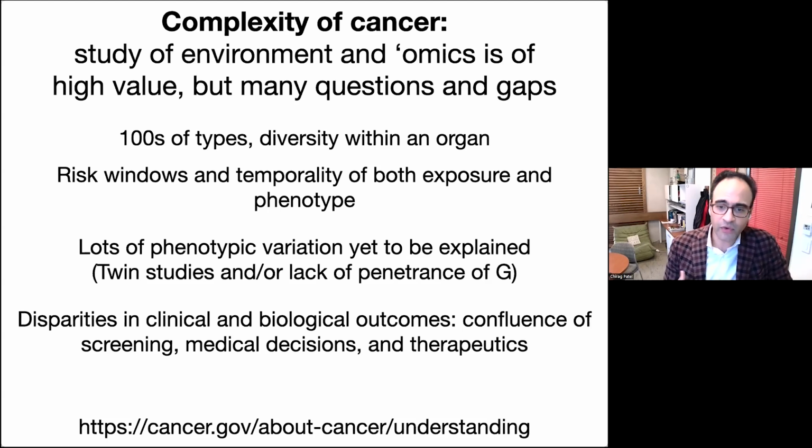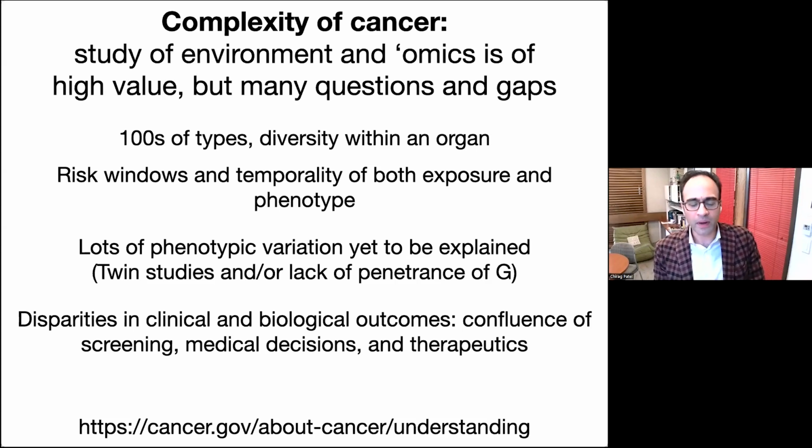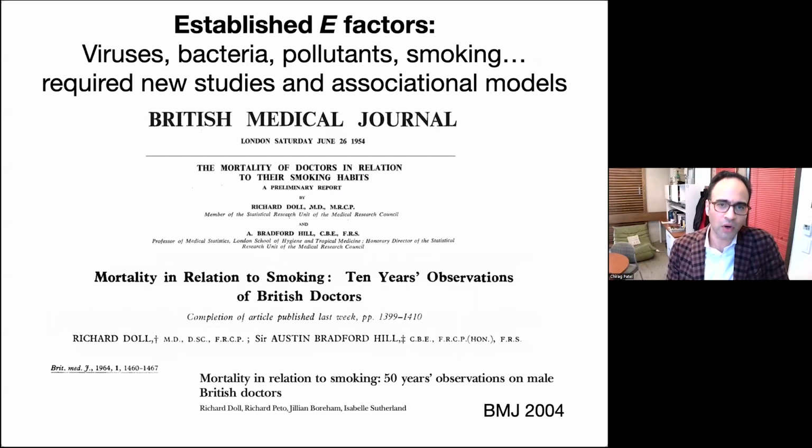But there's lots of phenotypic variation to be explained. So twin studies or lack of penetrance of genetic factors have led to potentially the role of environmental factors, of course, and there have been established environmental factors with cancer. And another important thing is that there are disparities in both clinical and biological outcomes. There's this confluence of not only who we are, but of our medical decision-making, screening, and therapeutics that have been advanced in cancer. Okay, and so there have been established environmental factors.